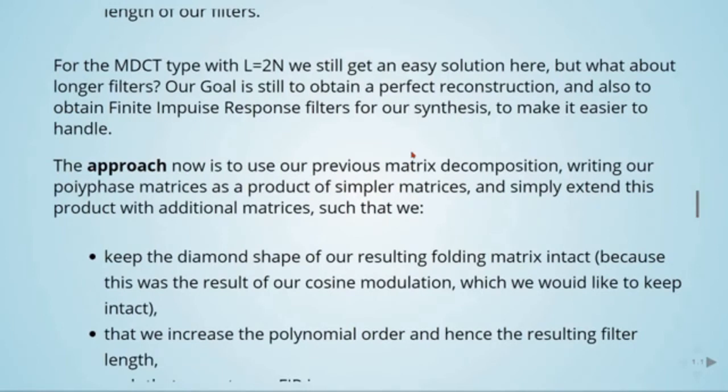But what about longer filters? Our goal is still to obtain a perfect reconstruction and also to obtain finite impulse response filters for our synthesis to make it easier to handle.